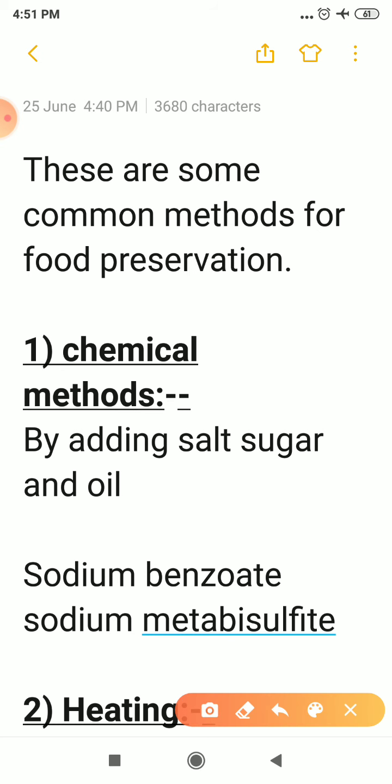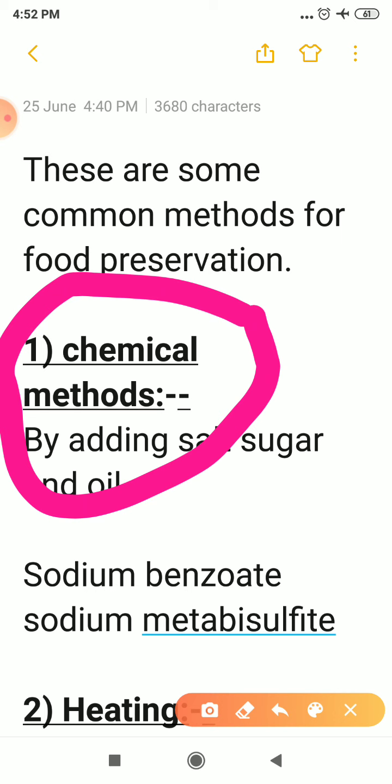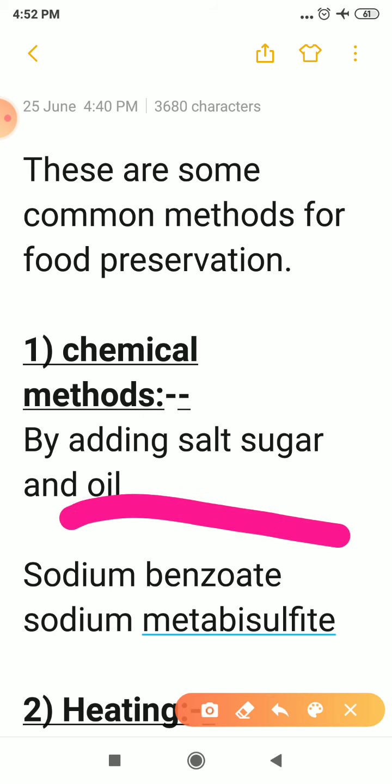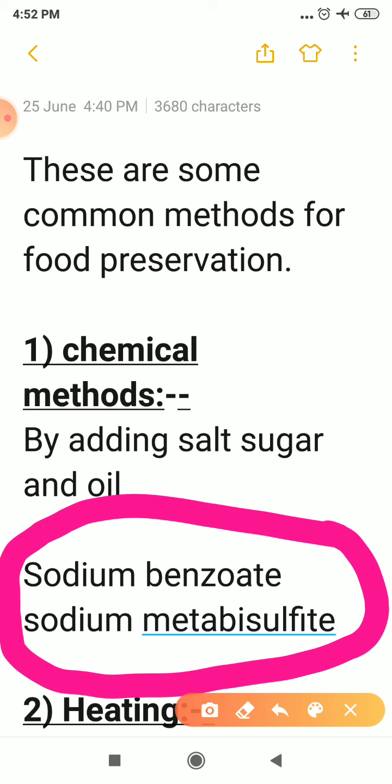The first is chemical methods. How do we preserve food with chemical methods? In chemical methods, we add salt, we add sugar, we add oil, and we add some chemicals also. These chemicals are known as preservatives. Some common preservatives are given here. Those are sodium benzoate and sodium metabisulfite. By adding these preservatives, we can preserve our food for a longer duration.